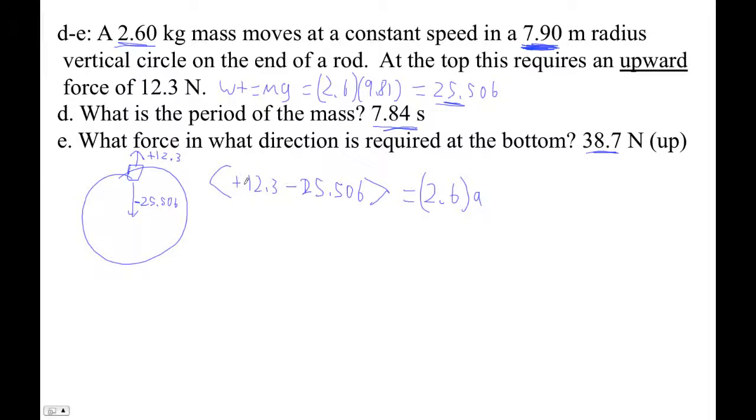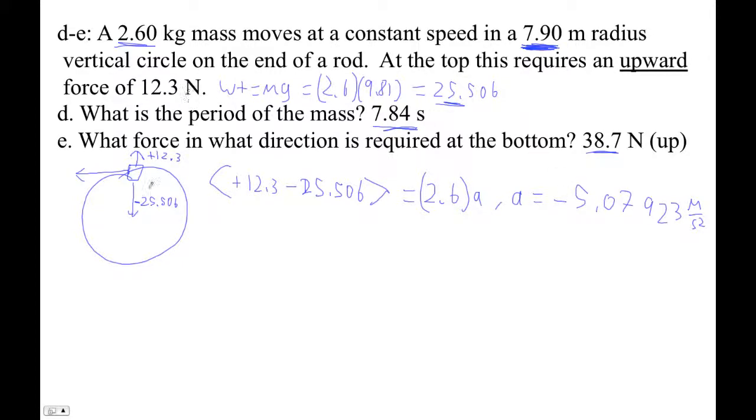So parentheses, 12.3 minus the weight, right parenthesis, divided by 2.6. And I'm getting that the acceleration is negative 5.07923 meters per second squared. So the centripetal acceleration is just 5.07923 meters per second squared, because this thing is accelerating toward the center. It's accelerating down. That's why it's negative at the top.